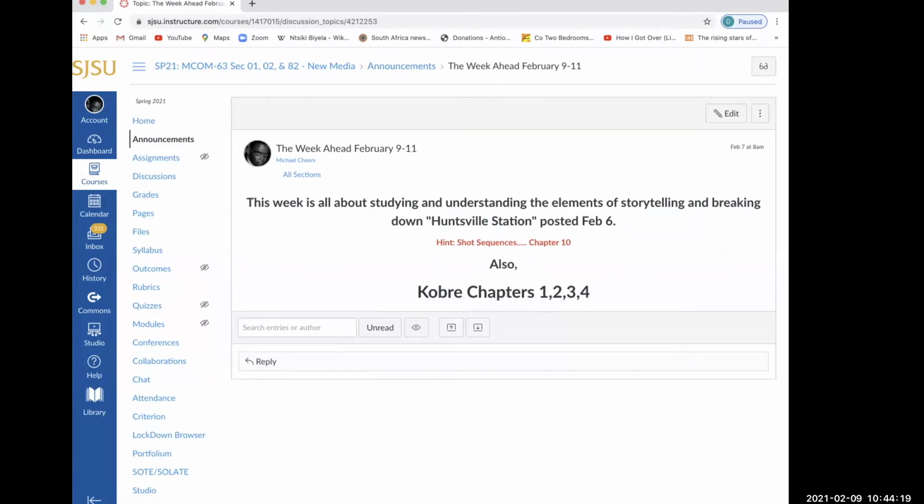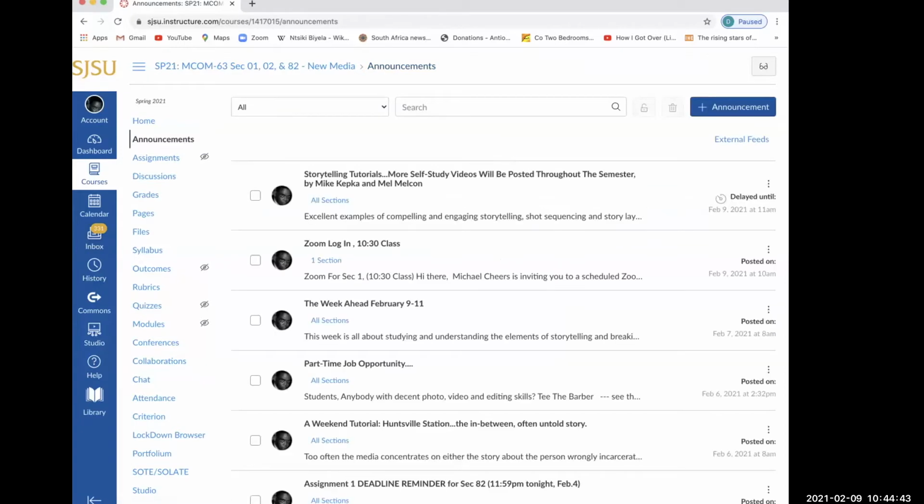I put up Huntsville Station on Saturday, I think, and hint, kind of give you a glimpse into chapter 10, which is shot sequences, okay? Because remember, shots make up sequences, sequences make up scenes, and scenes make up the story. That's just important. You need to ingrain or write it down in your notes that shots make up sequences, sequences make up scenes, and scenes make up the story.